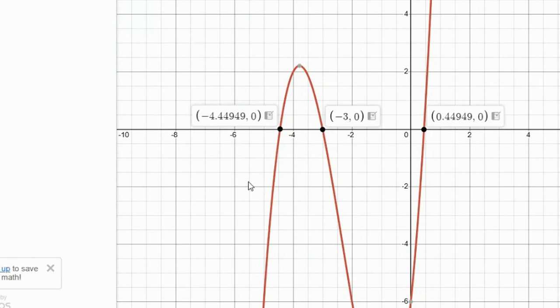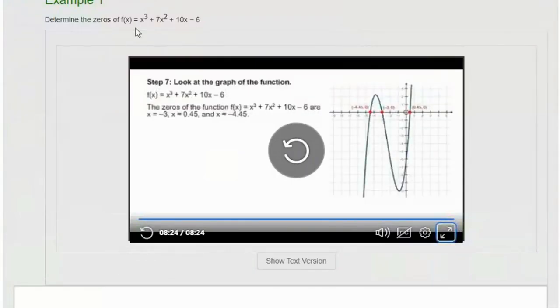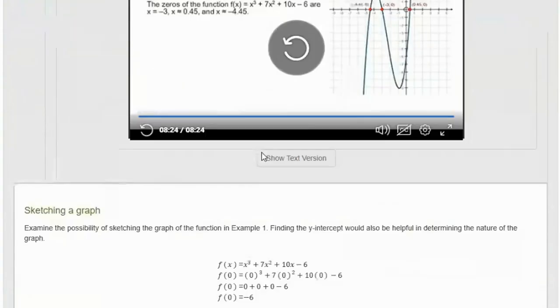But fortunately, once you find one, it simplifies that x to the third down to a quadratic equation, and we can always use the quadratic formula to find rational or irrational roots or imaginary roots. That's just looking at one that doesn't work quite so nicely, but we can still use what we know to get there.